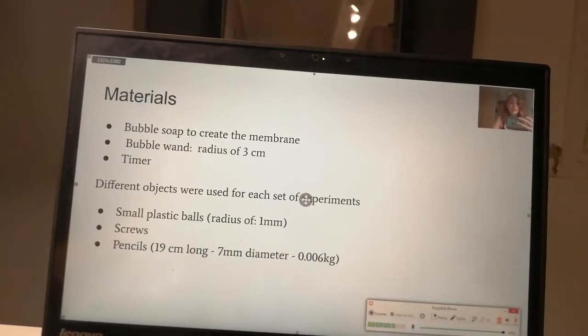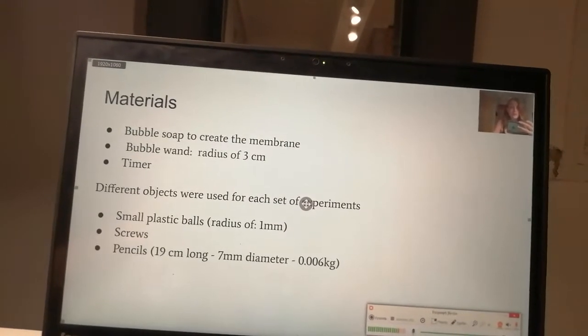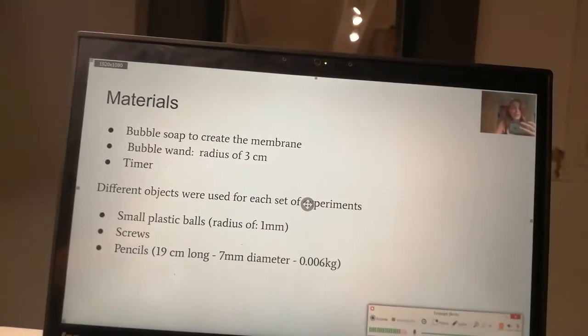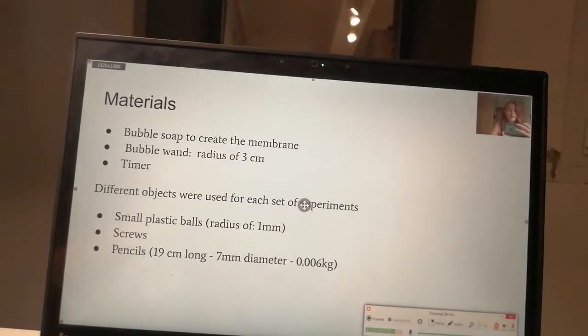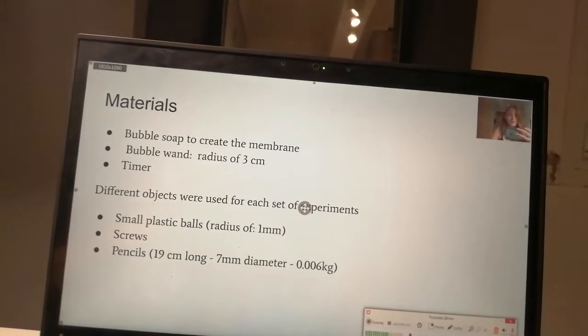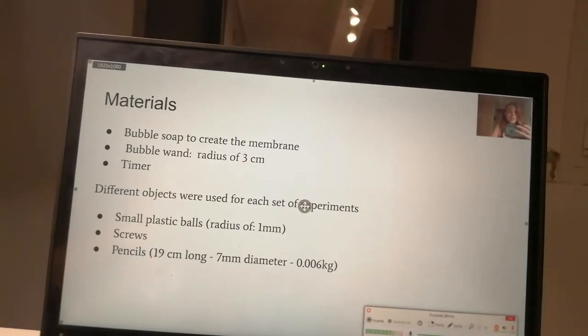The materials we used were bubble soap to create the membrane, a bubble wand with a radius of 3 cm, and a timer. The different objects we used for each set of experiments were small plastic balls of a radius of 1 mm, screws, and pencils.